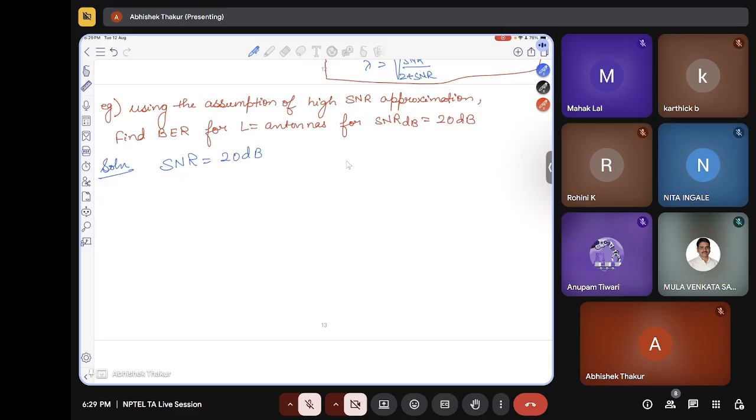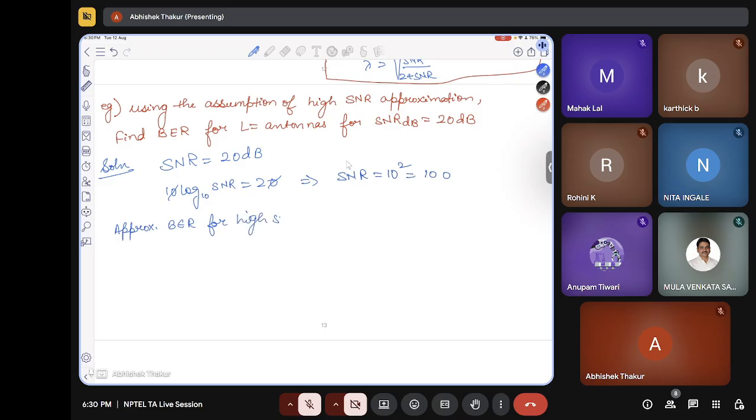So let's convert it into normal terms. That is 10 log to the base 10 SNR, which is given as 20. So when SNR is given in dB, our SNR will be 10 to the power of 2. Okay, so this is 100. Now the approximate bit error rate for high SNR value.